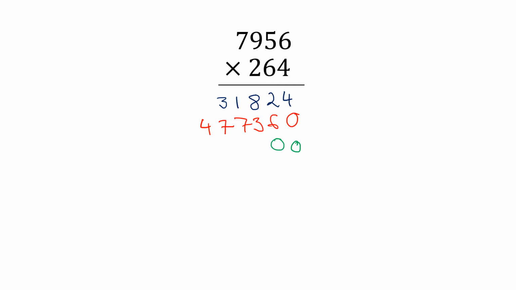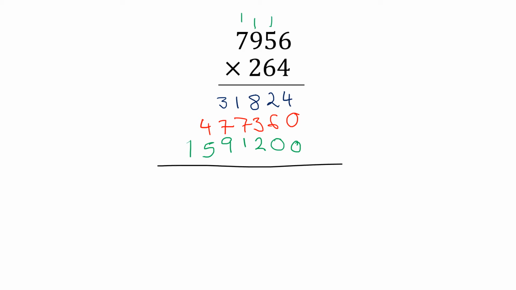So we have 2 times 6, which is 12. Carry your 1. 2 times 5 is 10. 10 plus 1 is 11. So write down 1, carry the other 1. 2 times 9 is 18. 18 plus 1 is 19. You'll write down your 9 and carry your 1. And then 2 times 7 is 14. Plus 1 is 15.